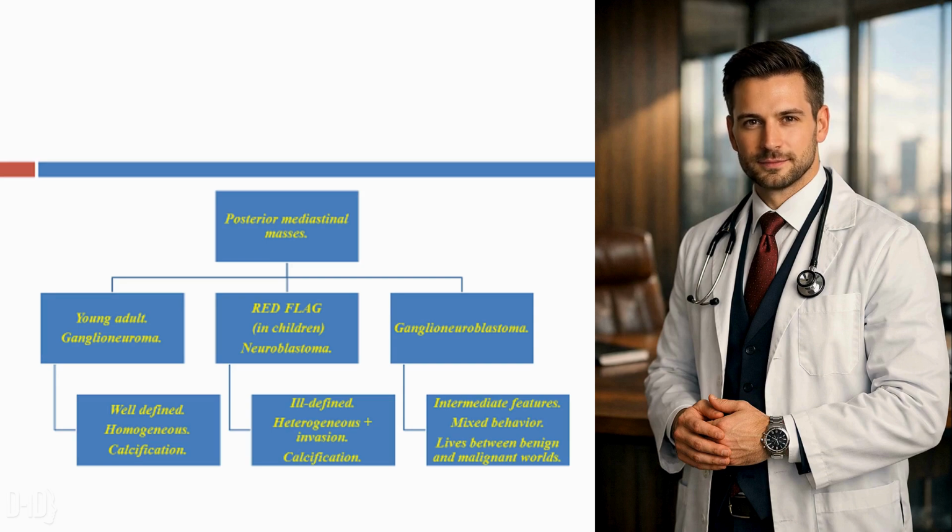The third one is ganglioneuroma, which occurs in young adults with well-defined edge, homogeneous pattern, and may show calcification. The fourth one, which is the red flag for this group of diseases, is neuroblastoma, which occurs in children and appears ill-defined with heterogeneous and invasion pattern in addition to calcification. Lastly, is ganglioneuroblastoma, with intermediate features, mixed behavior. It lives between benign and malignant worlds.